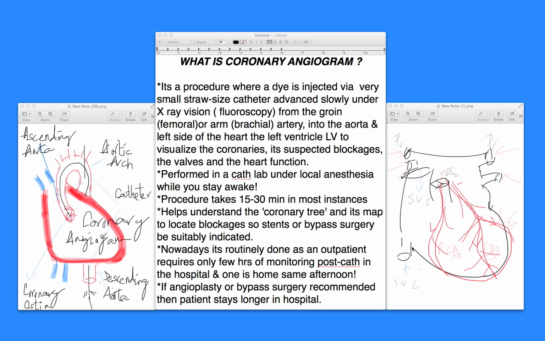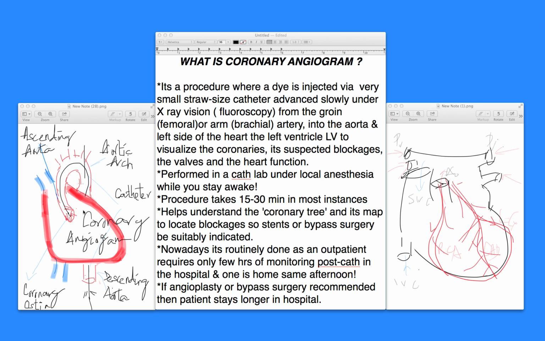So what is the procedure? The procedure is a dye injection by a very small catheter-sized tube, advanced slowly from the descending aorta up into the arch and then into the coronary ostia to be engaged so that the dye can be injected and the coronaries can be visualized.